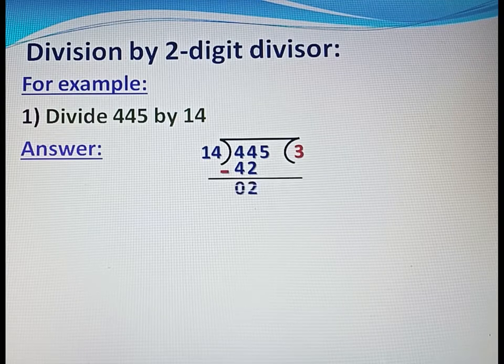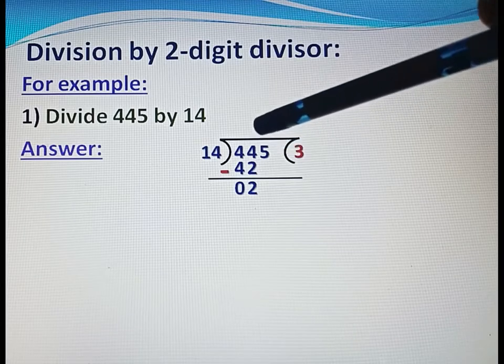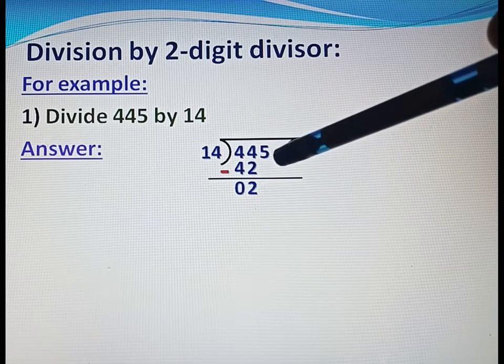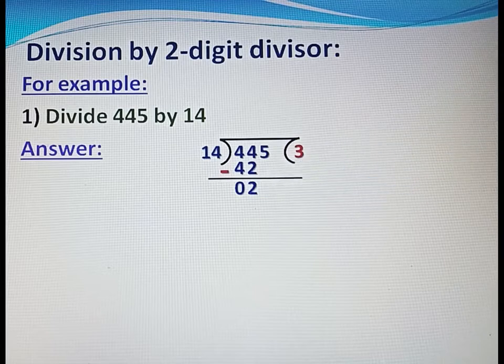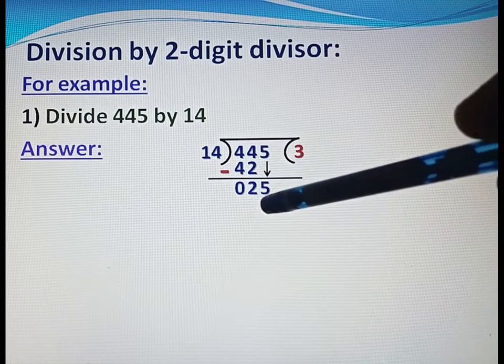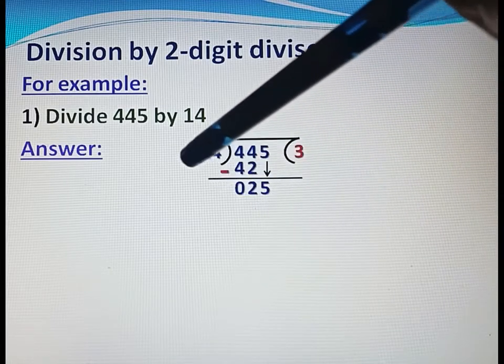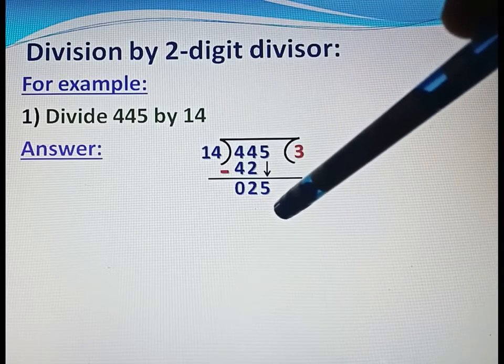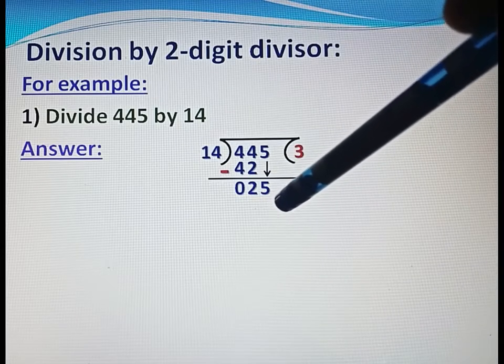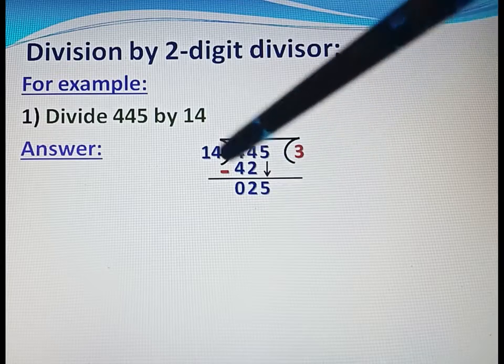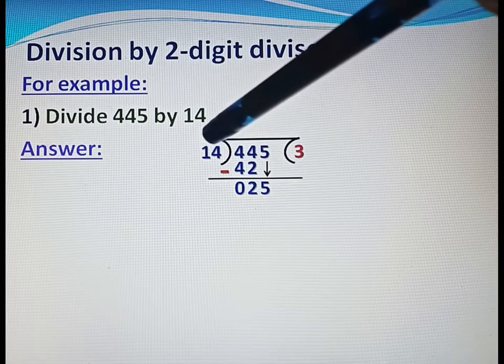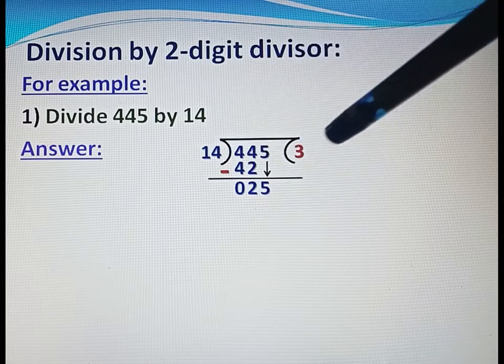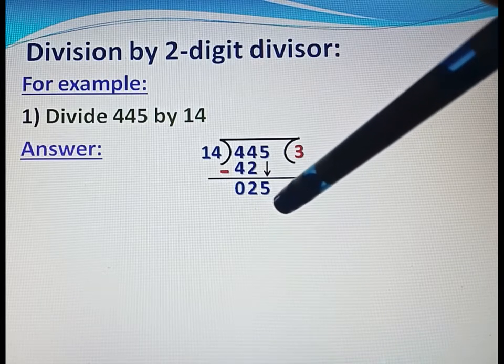4 minus 2, 2, and 4 minus 4, 0, and then we will take next number, that is 5. Write it down, 5. It becomes 25. Again we will multiply this 14 so that it is equal to 25 or less than 25. It should not be greater than 25. Multiply 14 1s are 14, and 14 2s are 28. 28 is greater than 25, so we can't write.